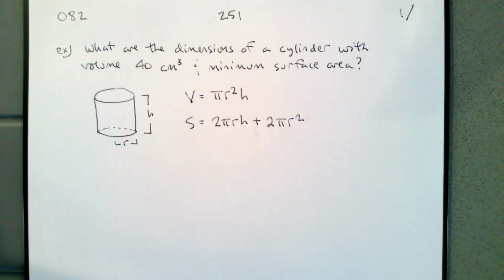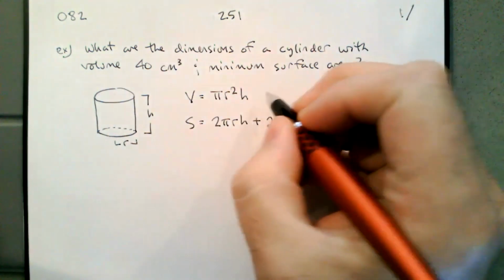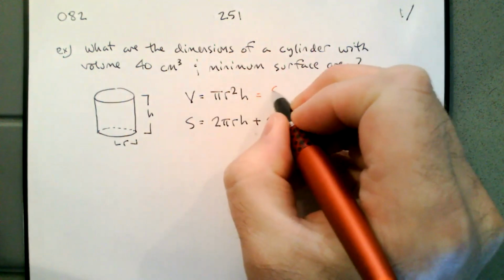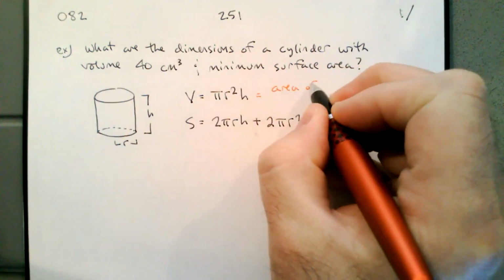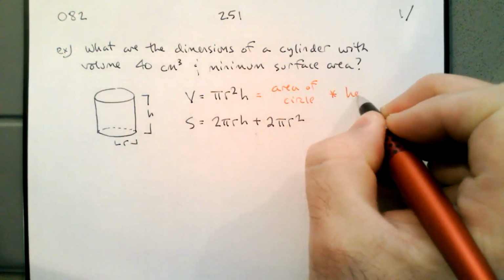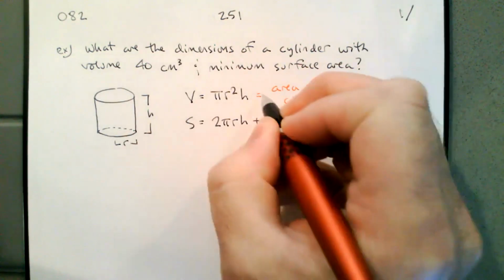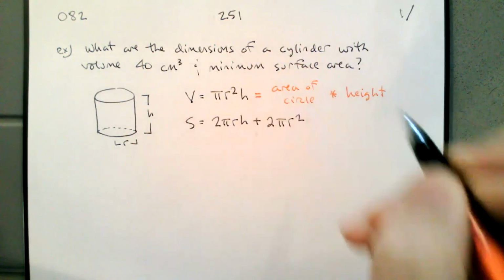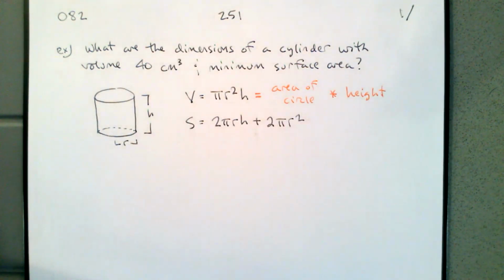So our volume calculation is pi r squared, the area of a circle, multiplied by the height. Because that's how we find the volume of an object with a fixed cross-sectional area.